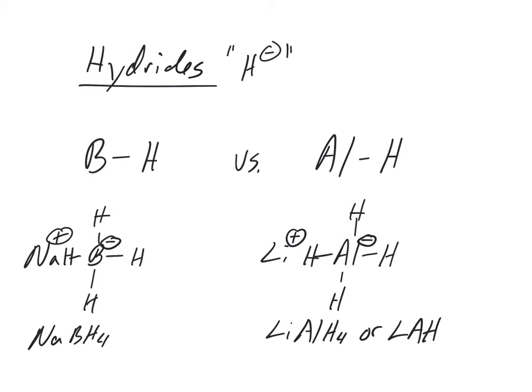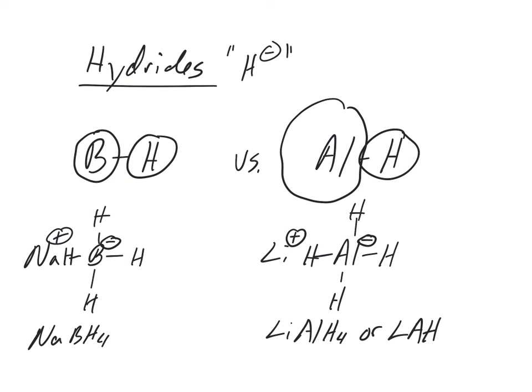Now here's a question. What's more reactive, a BH or aluminum H? Let's look at the size. So here's little boron. Here's H. Not drawn to scale. There's aluminum. There's H. Which one has more orbital overlap, BH or aluminum H? BH. Right? This is a more stable bond. This is less reactive than this because aluminum's larger. That's going to make this more reactive. That's important. Lithium aluminum hydride is more reactive than sodium borohydride. Lithium aluminum hydride is a more reactive nucleophile. It will react with something that's less reactive.